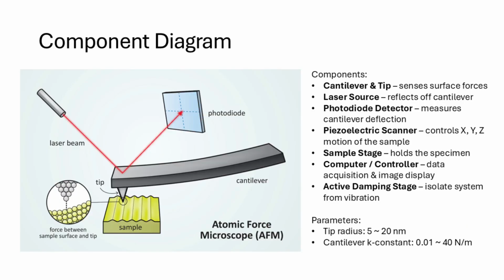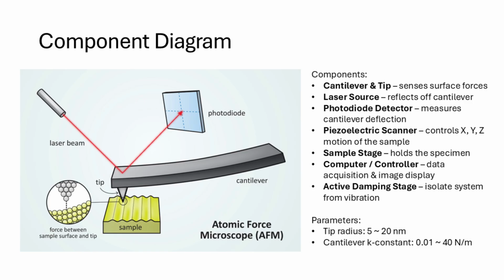This is the component diagram of the AFM. The first component is cantilever and tips. It is used to sense surface force. The second component is laser source. It is used to reflect off the cantilever for the photodiode detector to detect the laser. For the piezoelectric scanner, it is used to control XYZ motion of the sample.